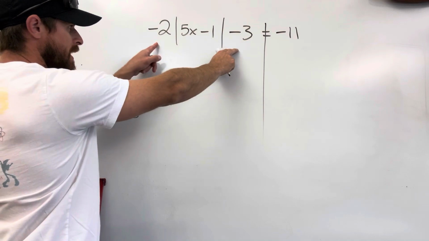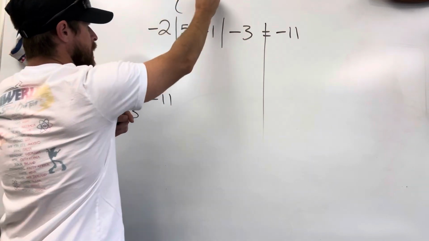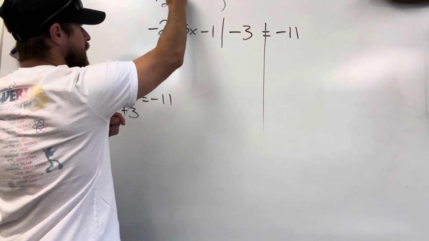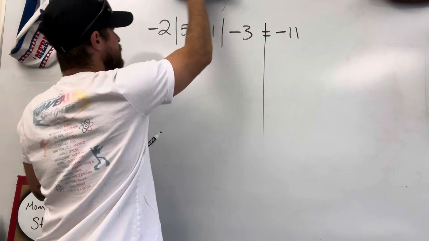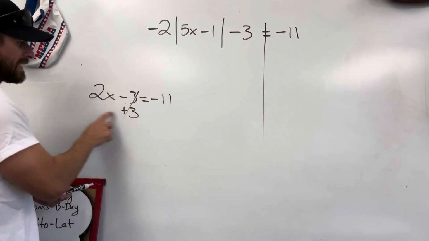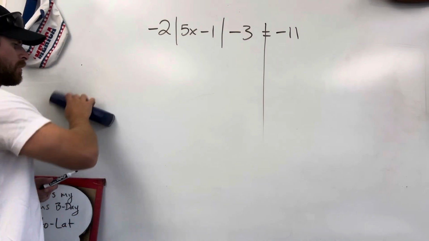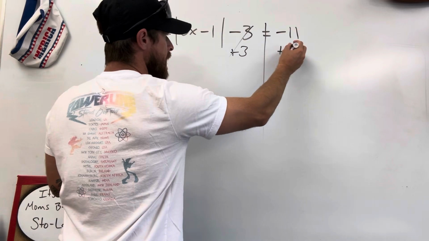Same rules apply here. This is -2 times all of this. It's like a distributive property problem, right? -2 times, boom, boom. Similar to that. We have to get rid of the subtraction first, just like we would in any two-step equation. So, how do we do that? We add 3, cancels, add 3.